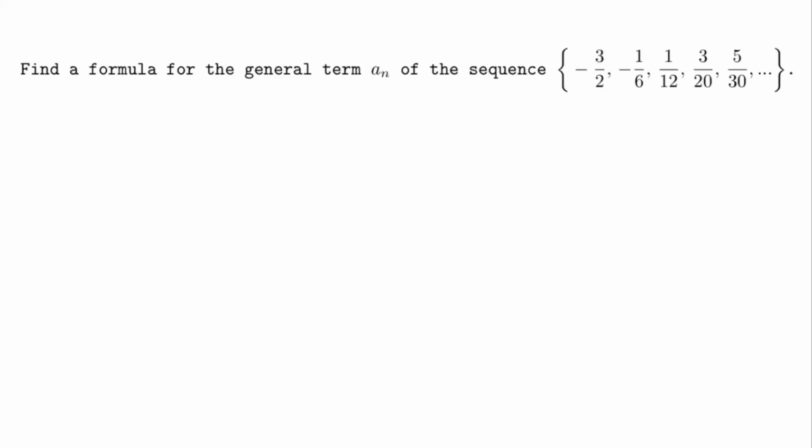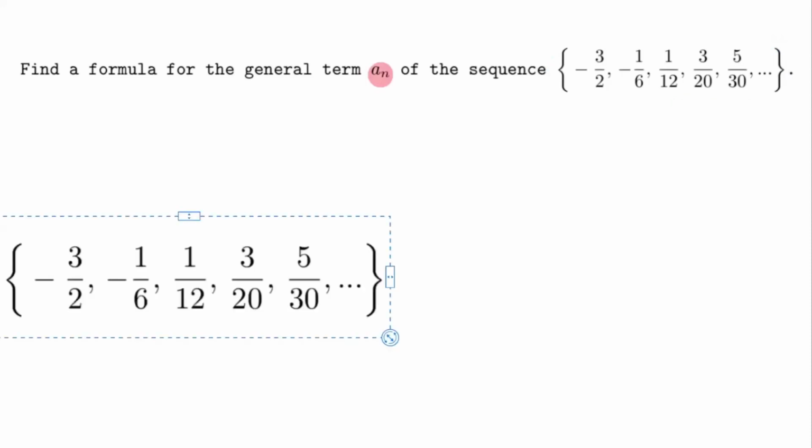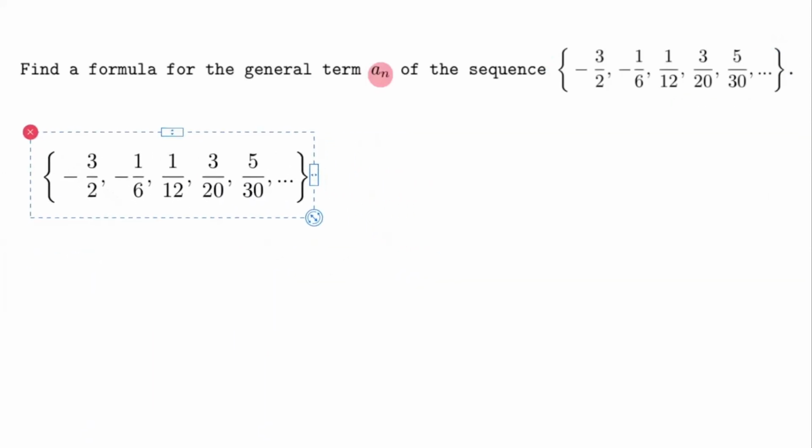Welcome everyone. In this video, we're going to try to find a formula for the general term a_n of this sequence. So we're given a list and we're trying to figure out what pattern this sequence will follow. So let's see how we can do that. I'm just going to copy this and put it right here.